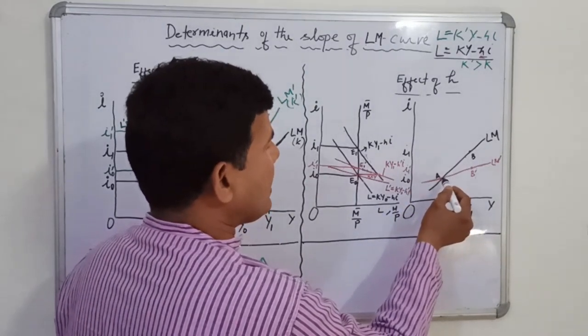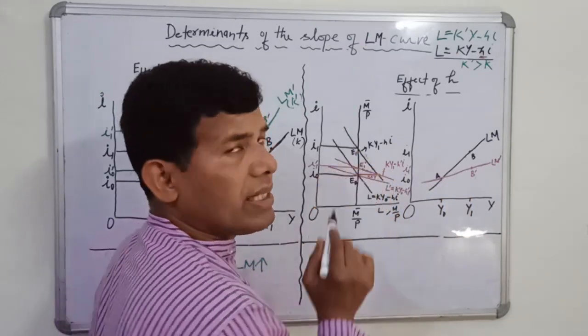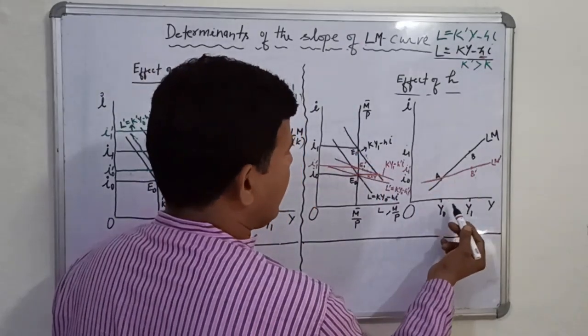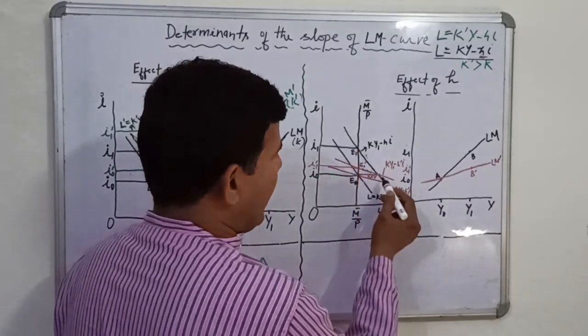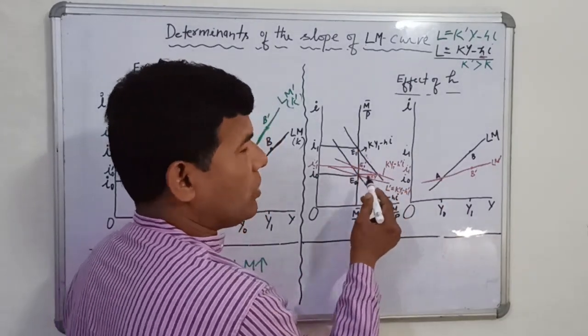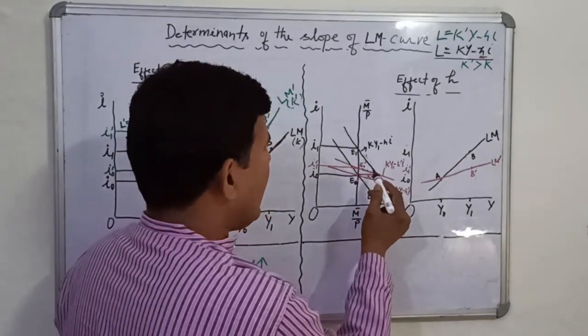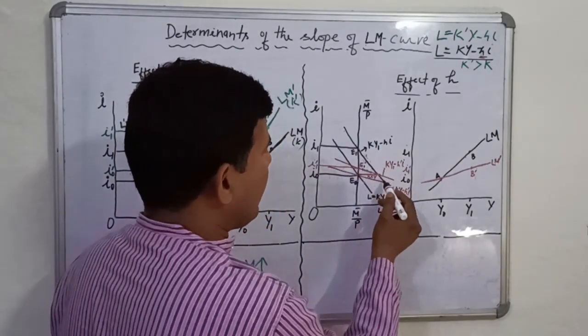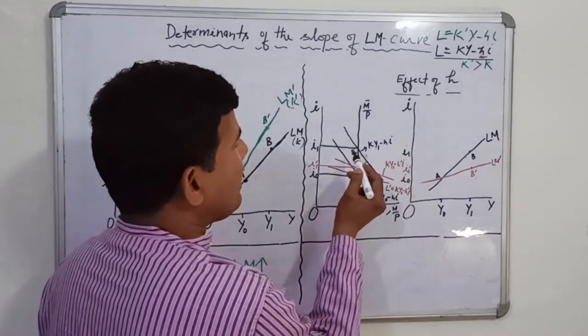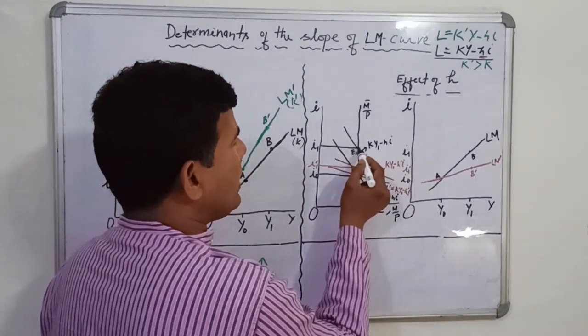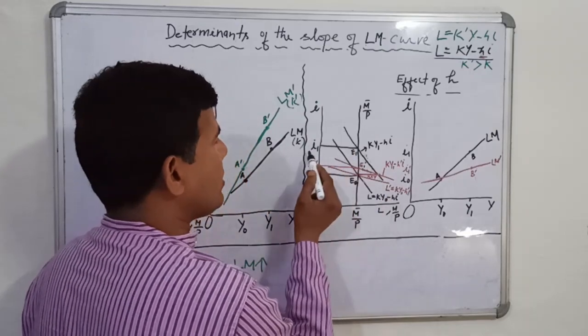And that point A is characterized by what? Money market equilibrium, right? As income rises, there is a horizontal shift of the black line to the extent of K into delta Y. So you get a new money demand line, which is represented here by Ky1 minus Hi, and that gives us the equilibrium point in the money market at E1. That gives us the I1 interest rate.